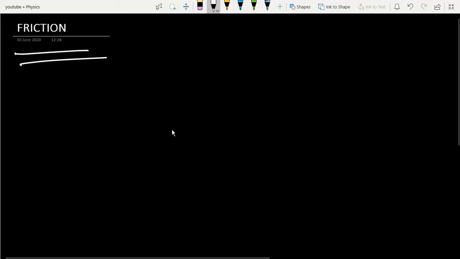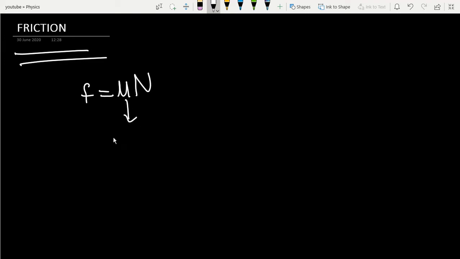Now let's look at the formula of friction. Friction is given as small f, defined as mu N, where mu is the coefficient of friction and N is the normal force. Now what is the coefficient of friction? The coefficient of friction is different for each surface.